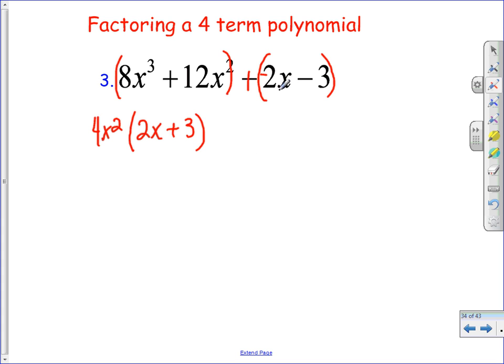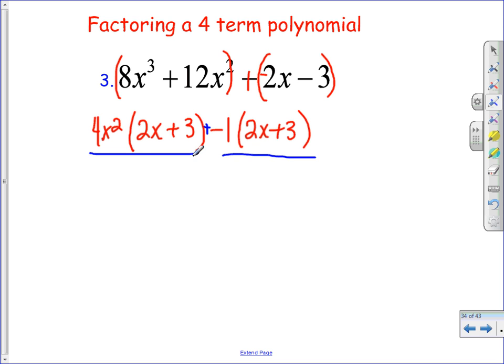All right, I have a minus 2x minus 3. The greatest common factor is a minus 1. So 2x plus 3. So now I'm looking at this is my first term plus this is my second term. What is the greatest common factor of those two terms? 2x plus 3. If I factor it out, that leaves me a 4x squared minus 1.